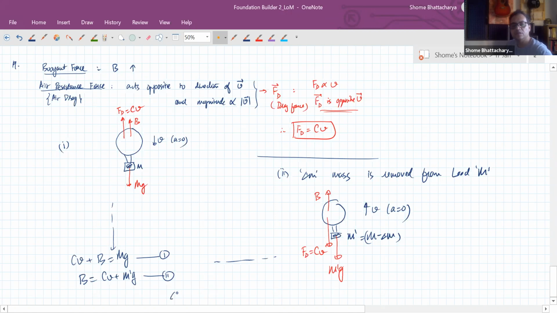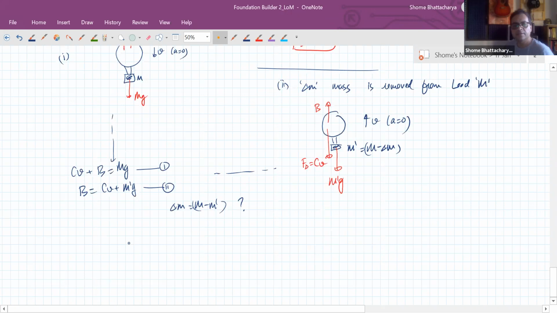Okay. And we know that delta M is going to be M minus M prime. So that's what we have to calculate. How much mass should be removed from the balloon? Delta M is what we have to calculate. So you can just subtract the two equations. Or we want to get rid of CV now, because the answer should be in terms of buoyant force. So do one thing, do equation 1 plus 2. So CV will cancel out and you will get 2 times the buoyant force is M plus M prime G.